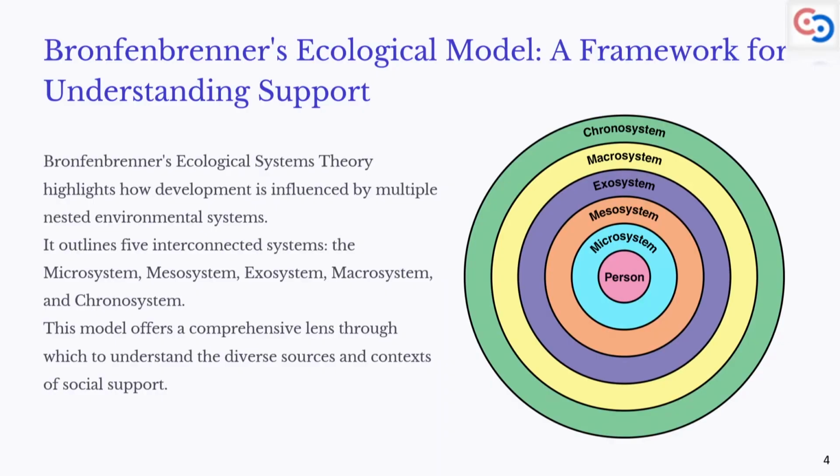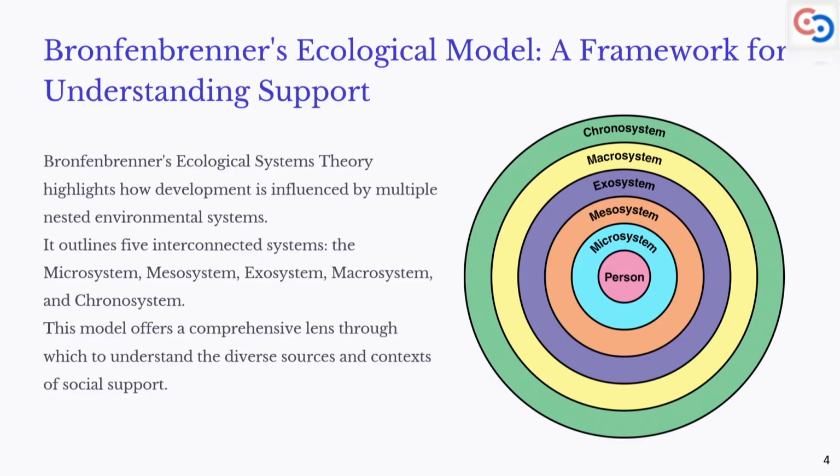While we are talking about social support, I cannot forget to mention a very important model, Bronfenbrenner's ecological model. Bronfenbrenner said that an individual is surrounded by different systems. He gave five distinct systems: the microsystem, the mesosystem, the exosystem, the macrosystem, and the chronosystem.